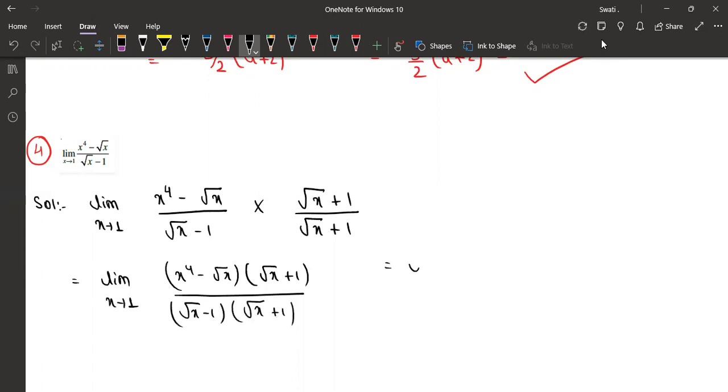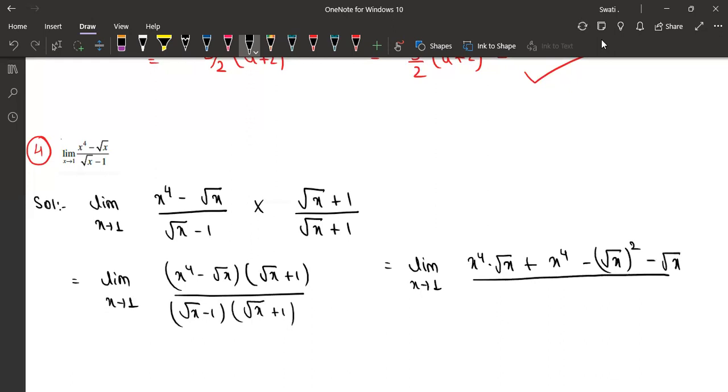And after this, what we can do is limit x tends to 1, right? Here, using distributive property in the numerator, this will become x raised to 4 times root x plus x raised to 4 times 1, that is x raised to 4 only, minus root x times root x, that is root x square, right? Root x square is basically x only, square and root will get cancelled, which I'm going to cancel in the next step. And then minus into plus is minus, root x into 1 is root x.